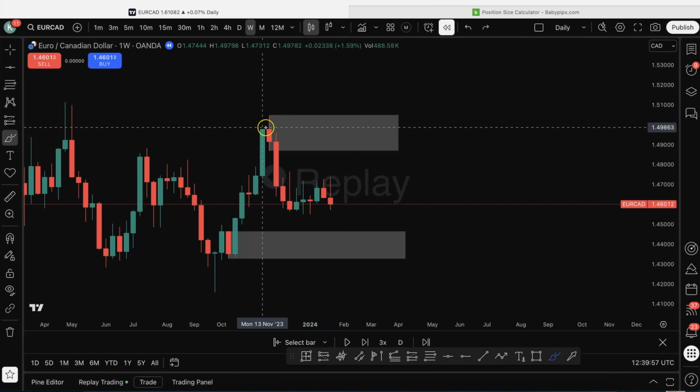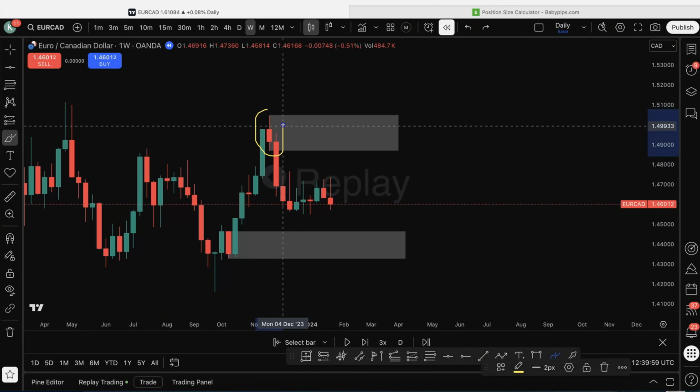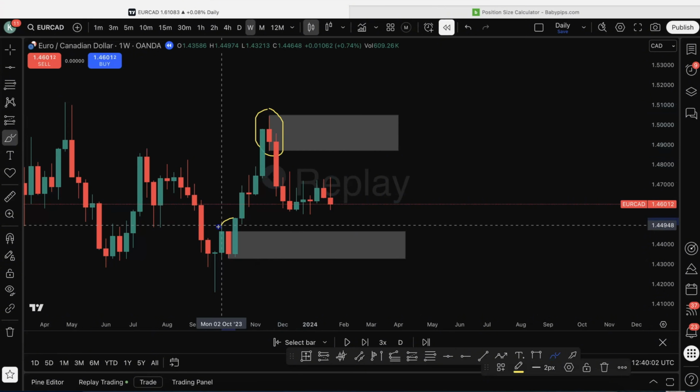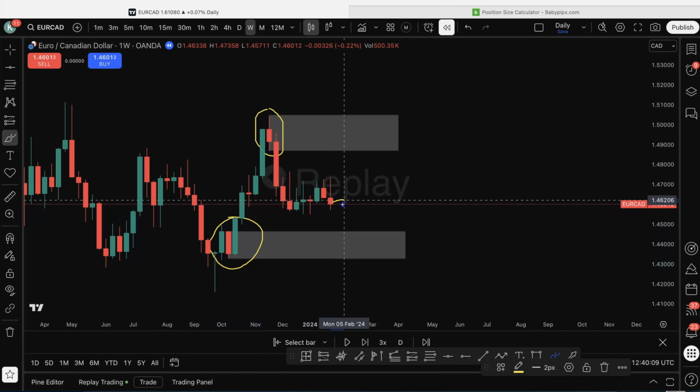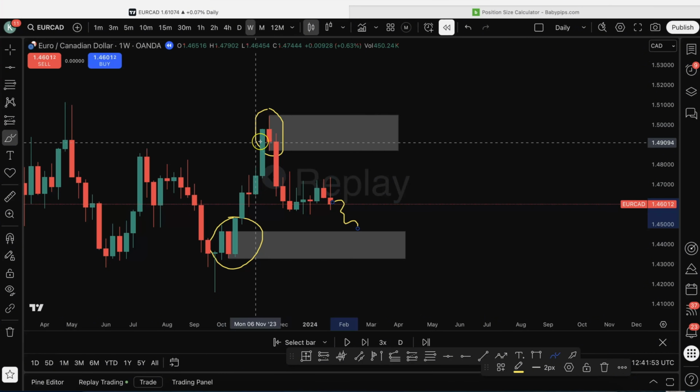Here on the weekly, I've just marked out a supply zone and a demand zone. Because the weekly time frame moves so slowly and covers so much ground, we're not really looking for massive movements on time frames like this. What we're looking for is generally defined areas the market could lead into as targets and as trade entries.